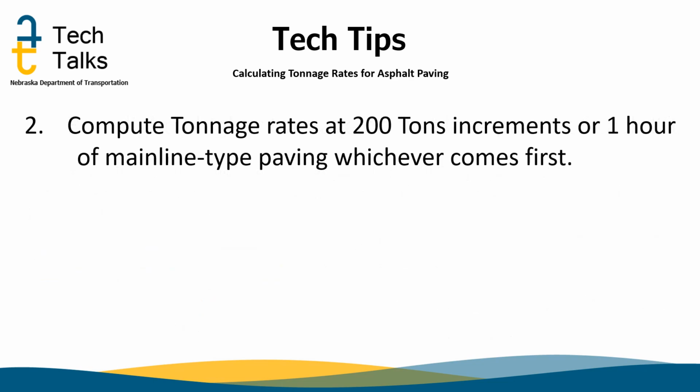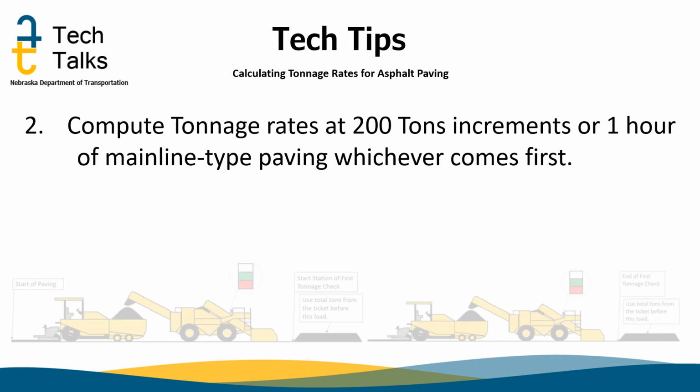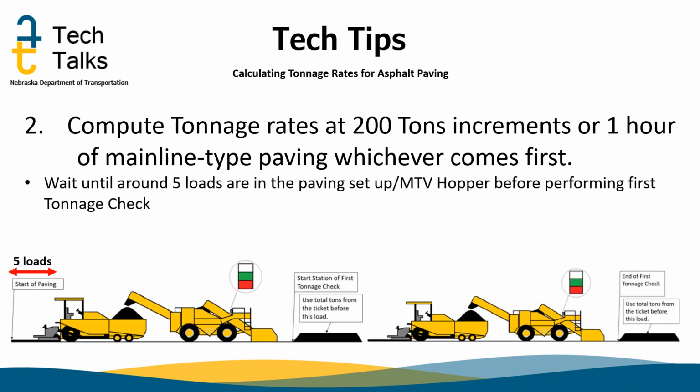Tip number 2. Compute tonnage rates at 200-ton increments or 1 hour of mainline type paving, whichever comes first. Computing on short sections leads to inaccurate rates. At the start of the day, make sure to wait, say 5 loads or so, before you begin a rate check. This allows everything to equalize in the hopper and paver.